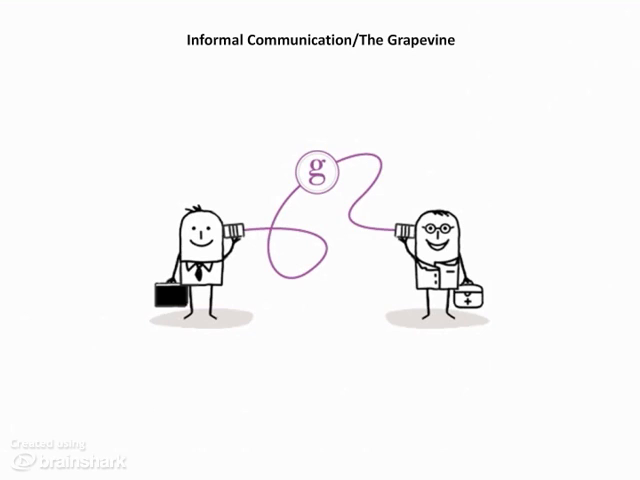Information carried by the grapevine is fast, and it's 75 to 95% accurate. People who regularly use the grapevine are more satisfied with their jobs and more committed to the organization. So socializing with your colleagues is a very good thing. And effective managers actually use the grapevine.